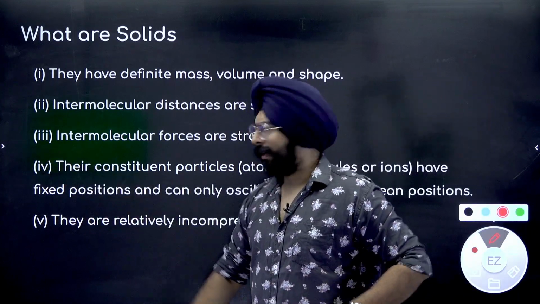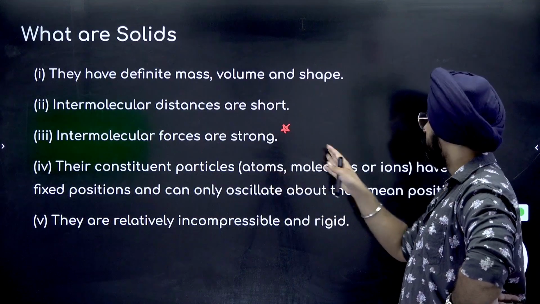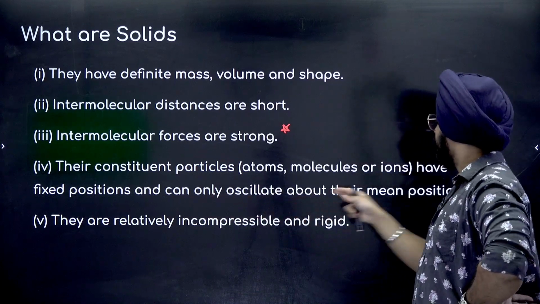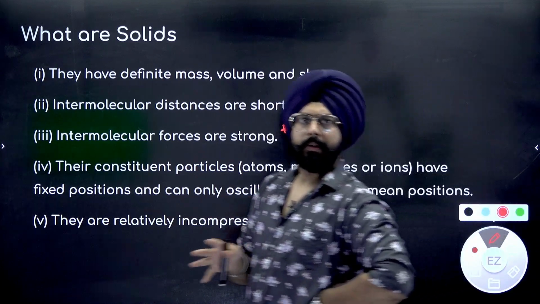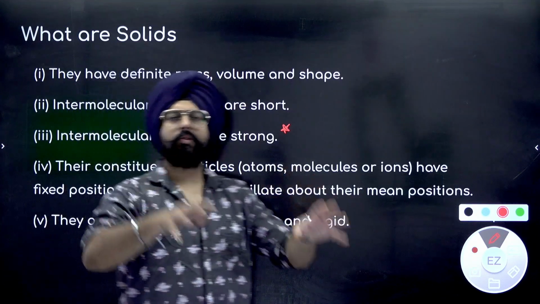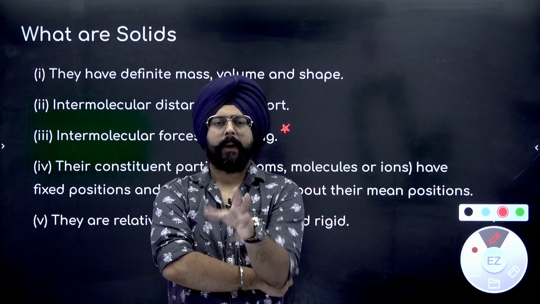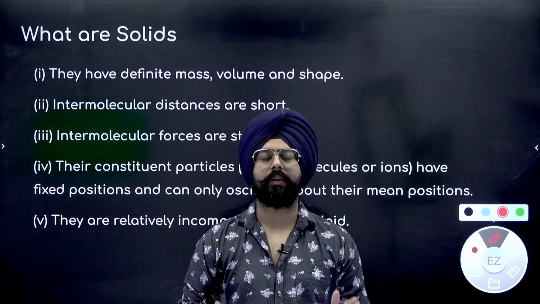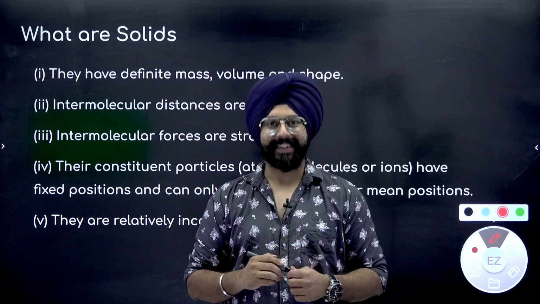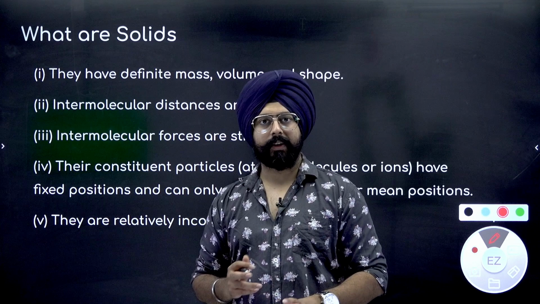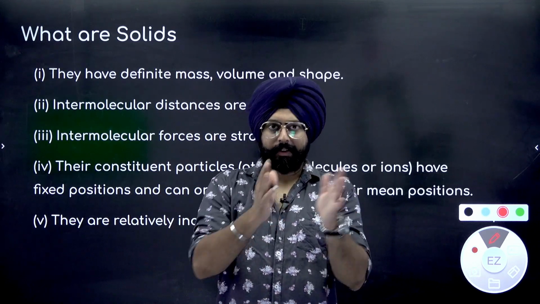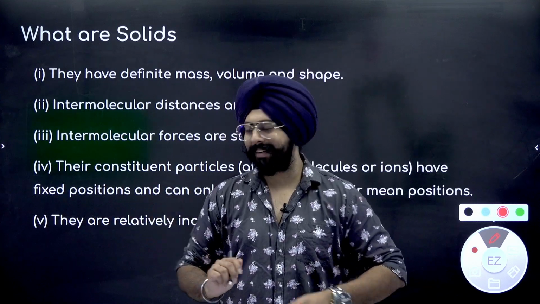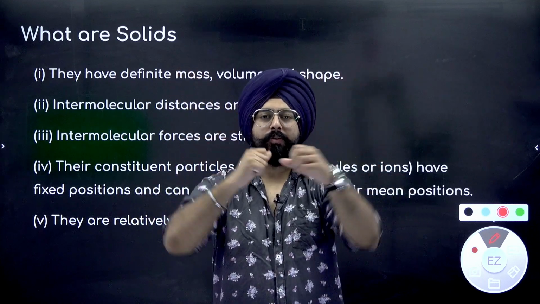Now, fourth point is, their constituent particles, atoms, molecules or ions, have fixed positions and can only oscillate about their mean positions. Alright? To give you an example, think about a classroom where the class is going on. Every student is sitting in his or her own chair, right? Every student is sitting in their own chair or bench or whatever in their fixed position. And they are not just running around, isn't it? Unless it's a physical education class. But the point is that when the class is going on, students are in fixed positions.